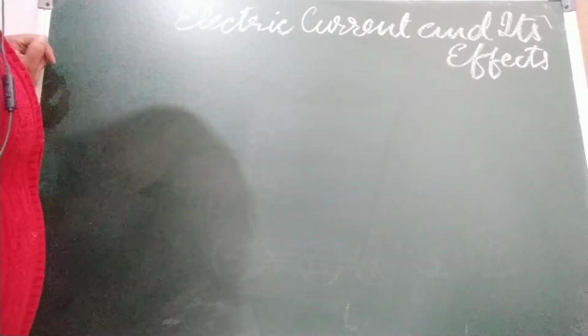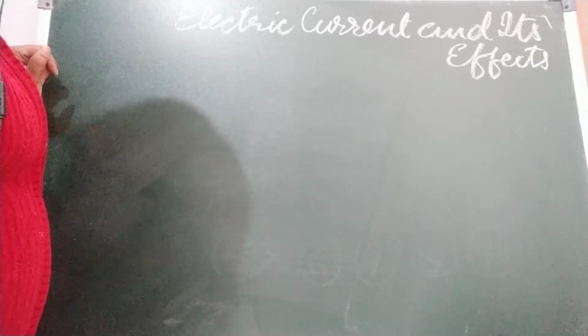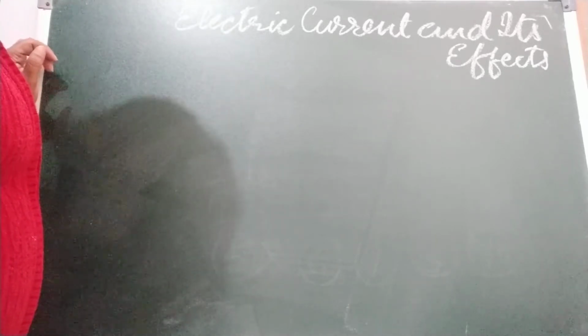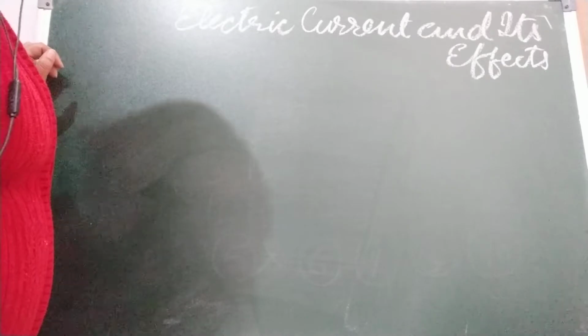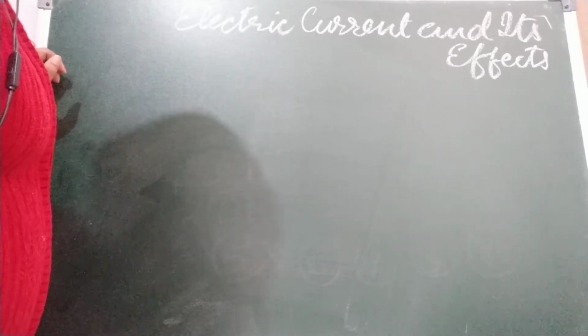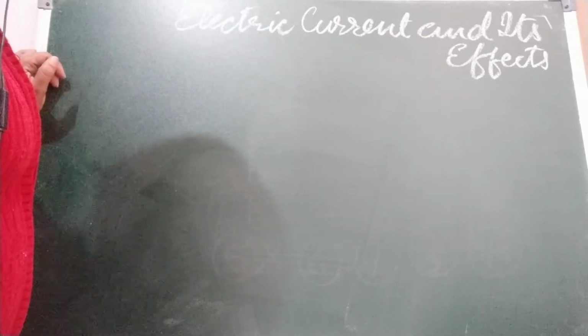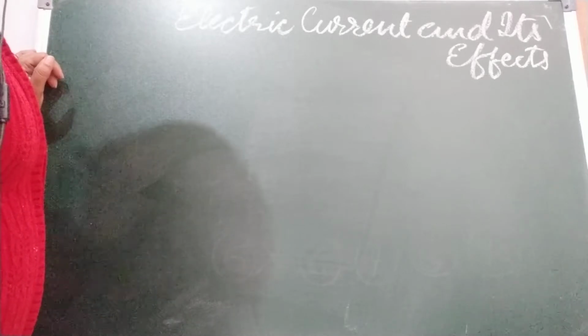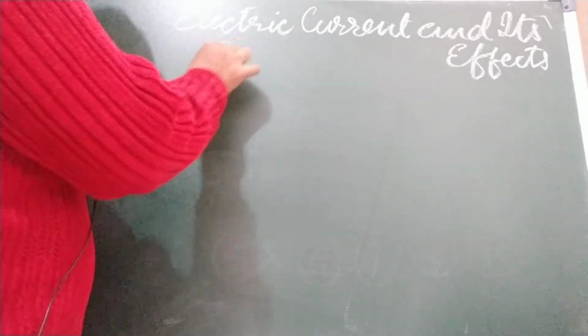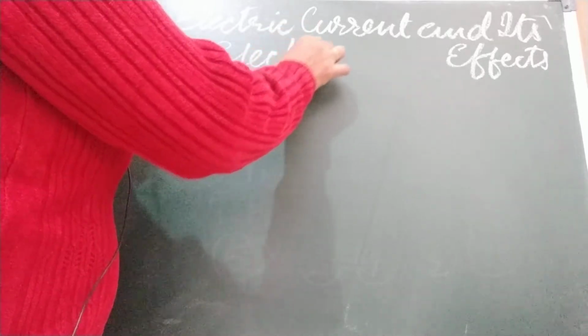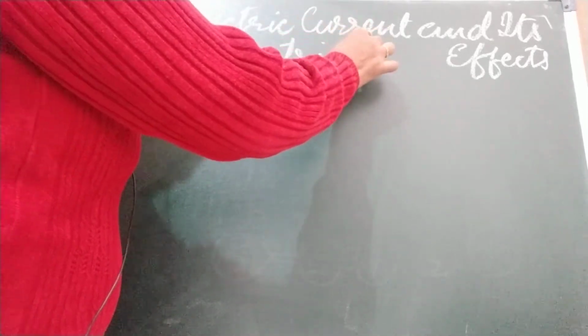Electric circuit, what is electric circuit? The arrangement where an electric current flows in a conductor when it is connected to a source of electric current is known as an electric circuit. Okay, and components of an electric circuit. First we are going to discuss electric circuit because current is flowing in this electric circuit.